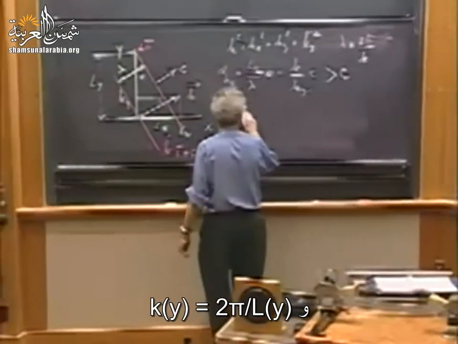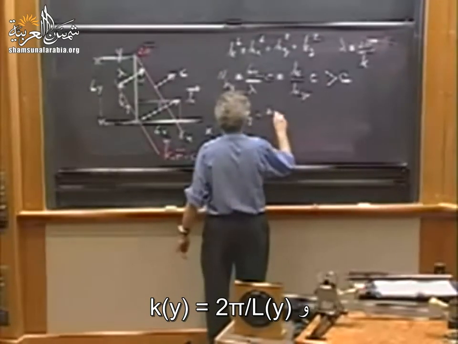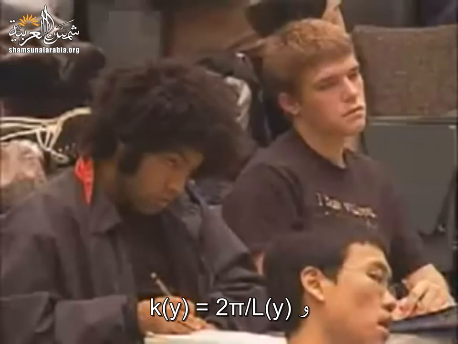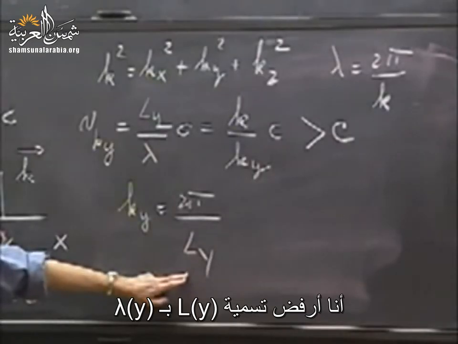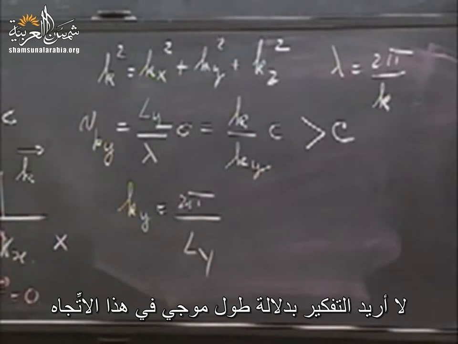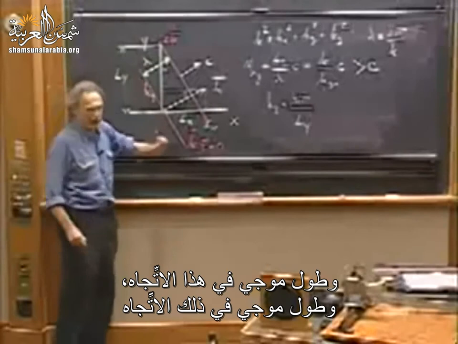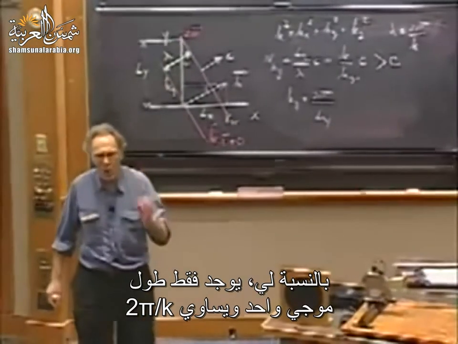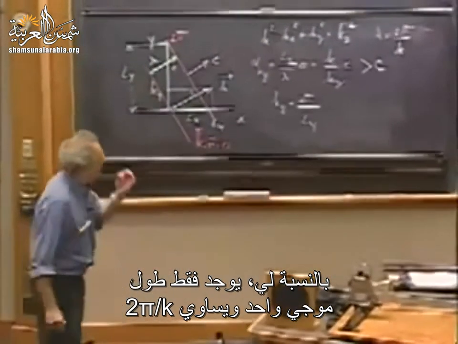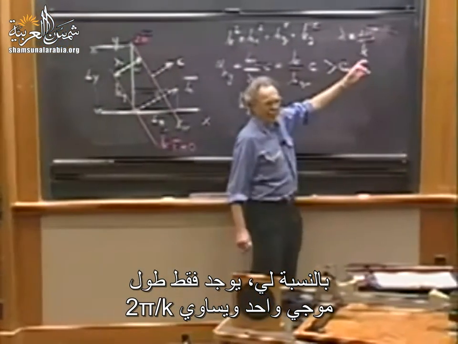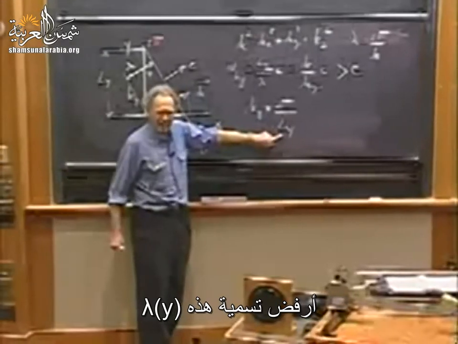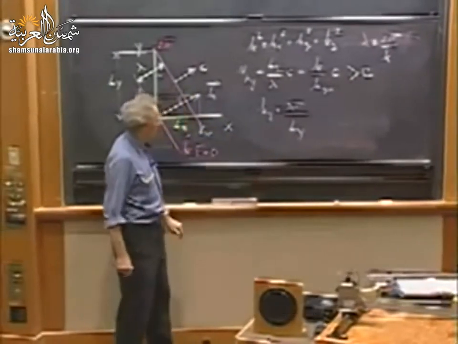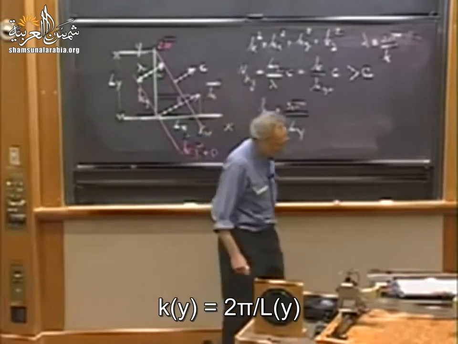ky is 2 pi divided by L of y. I refuse to call L of y lambda of y. I don't want to have to think in terms of a wavelength in this direction, a wavelength in this direction, and another wavelength in that direction. For me, there is only one wavelength, and that wavelength is 2 pi divided by k. So I refuse to call this lambda of y. But ky is 2 pi divided by that L of y.